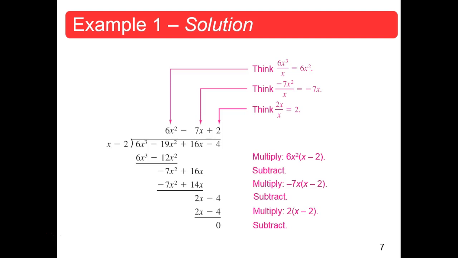Divide again. X will go into negative 7x squared negative 7x times. Oh, I put it over here, but that's okay. Multiply negative 7x times x: negative 7x squared. Negative 7x times negative 2 is plus 14x. Now you subtract or change signs and add. But it's easy to see, that's going to go out. You get 2x. Bring down the minus 4. X will go into 2x plus 2 times. 2 times x is 2x. 2 times negative 2 is negative 4. Equals 0. That confirms what you thought.